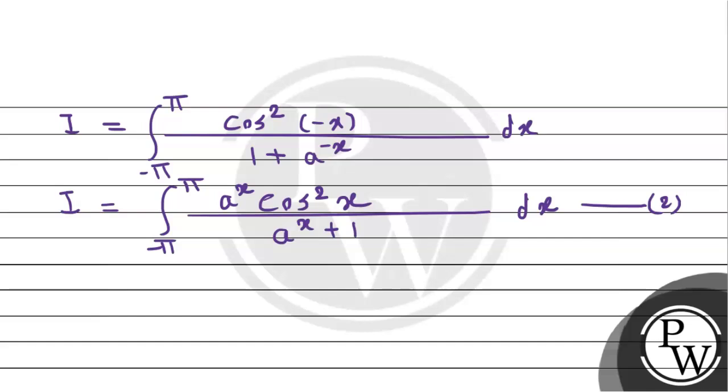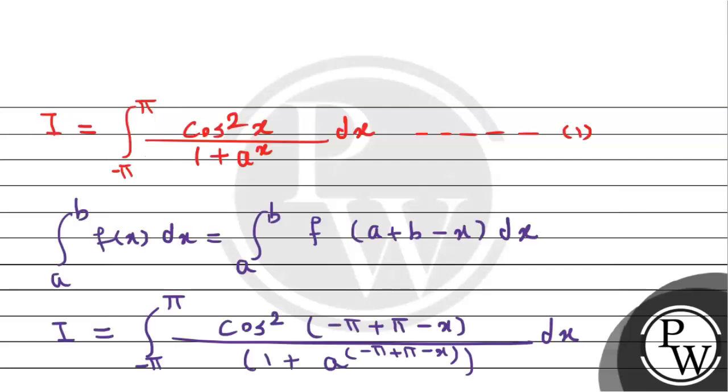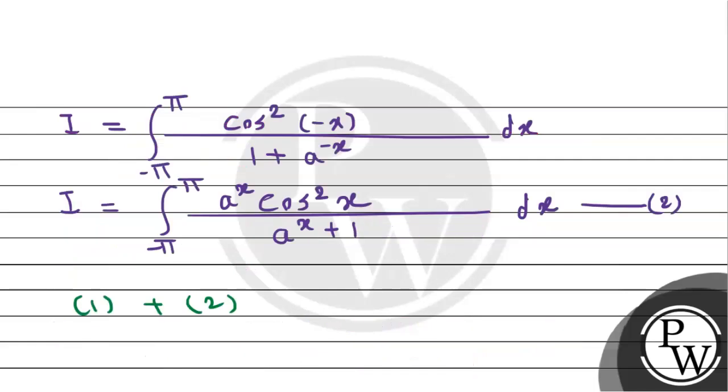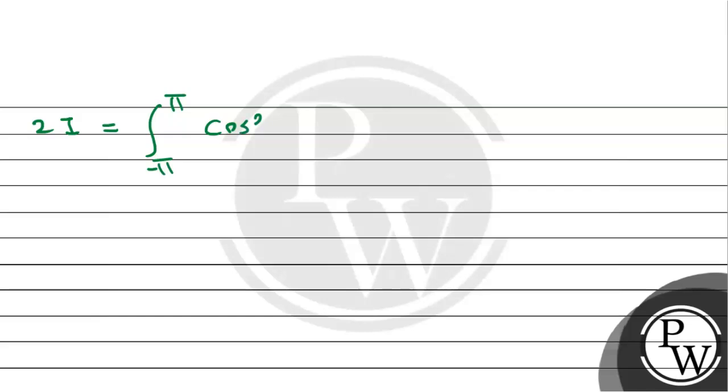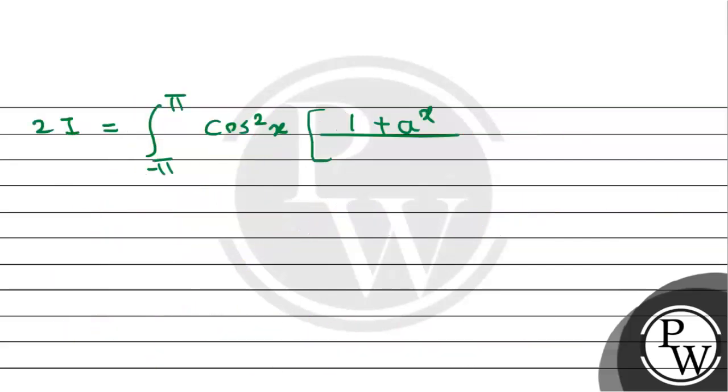According to the concept, we need to add equation 1 with 2. So we will get I plus I, that is 2I, equal to the integration of minus pi to pi. Now the first equation had cosine square of x, and the second equation also has cosine square of x, so I can take it common while adding. Inside the bracket, what remains is 1 from the first equation plus a to the power x, and the denominators are both 1 plus a to the power x, so they are common. So these two cancel each other out.